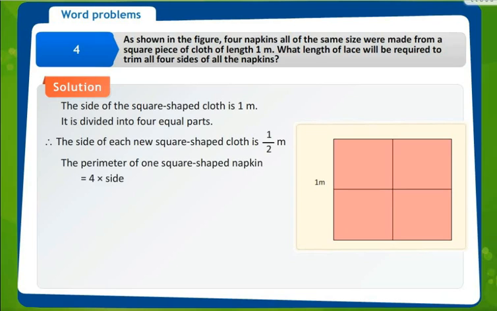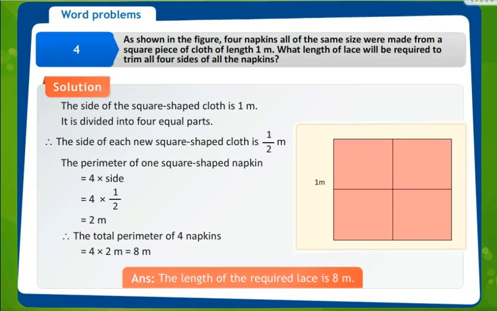The perimeter of one square shaped napkin is 4 into side, which is equal to 4 into half, which is equal to 2 meter. So the total perimeter of 4 napkins will be 4 into 2, which is equal to 8 meter. So the length of the required lace is 8 meter.